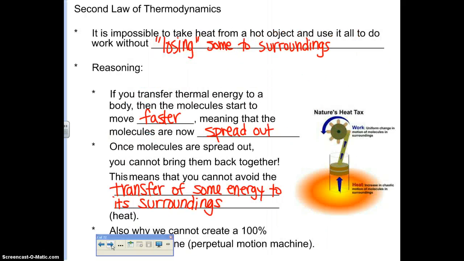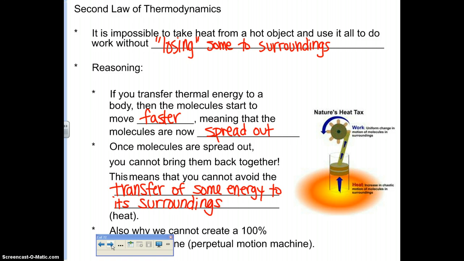So what we really need to refer to here is the second law of thermodynamics, in which it is impossible to take heat from a hot object and use it all to do work without losing some to the surroundings. Now, obviously that means that some of the energy is dissipated, it's not lost, okay? It's just changing forms, like friction is present, for instance.